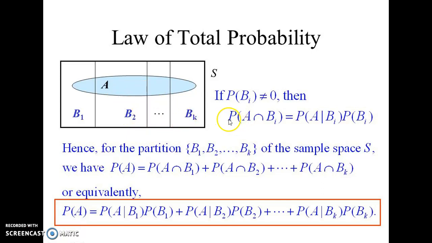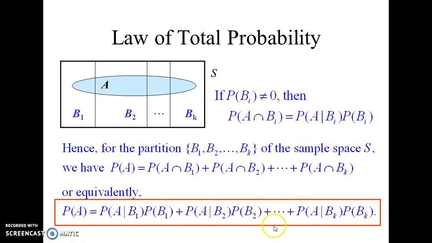If we want to calculate the intersection, according to the definition of conditional probability, P of A intersection Bi can be written as P of A given Bi multiplied with the individual probability P of Bi. Hence, if we apply the same thing to calculate the probability of A, we can write it as P of A intersection B1 plus P of A intersection B2 and so on up to P of A intersection Bk. Or equivalently, we can substitute for P of A intersection Bi using this equation and write it in terms of conditional probability. We can write P of A given B1 into P of B1, and so on.